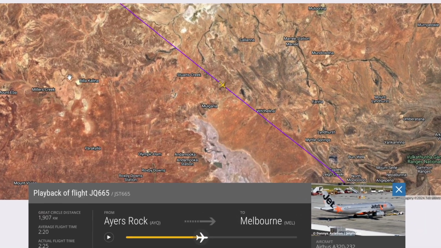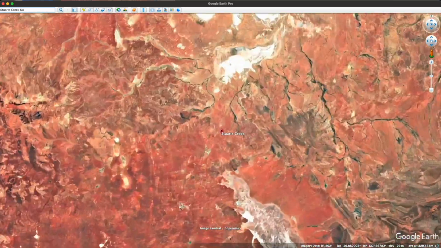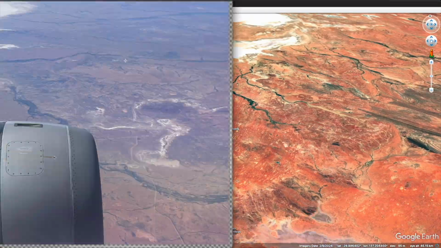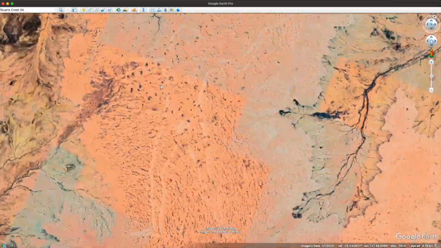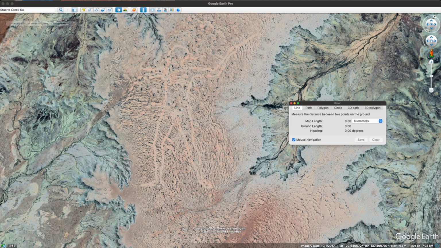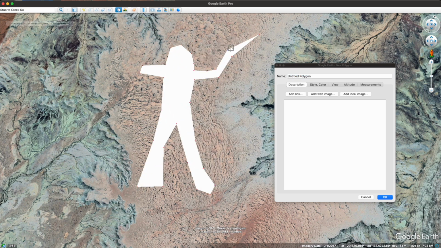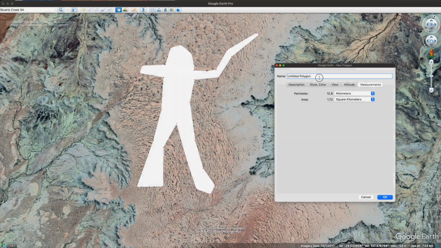From there, it's pretty easy for me to check this out on Google Earth, which is a tool I often use to find the location of photos and videos. And there we have it, in full view for us to see, the whole figure in the Australian outback. I'm able to measure its height and its width, and even the area that it covers just by using Google Earth. But now that we know where it is, when did it actually get there?